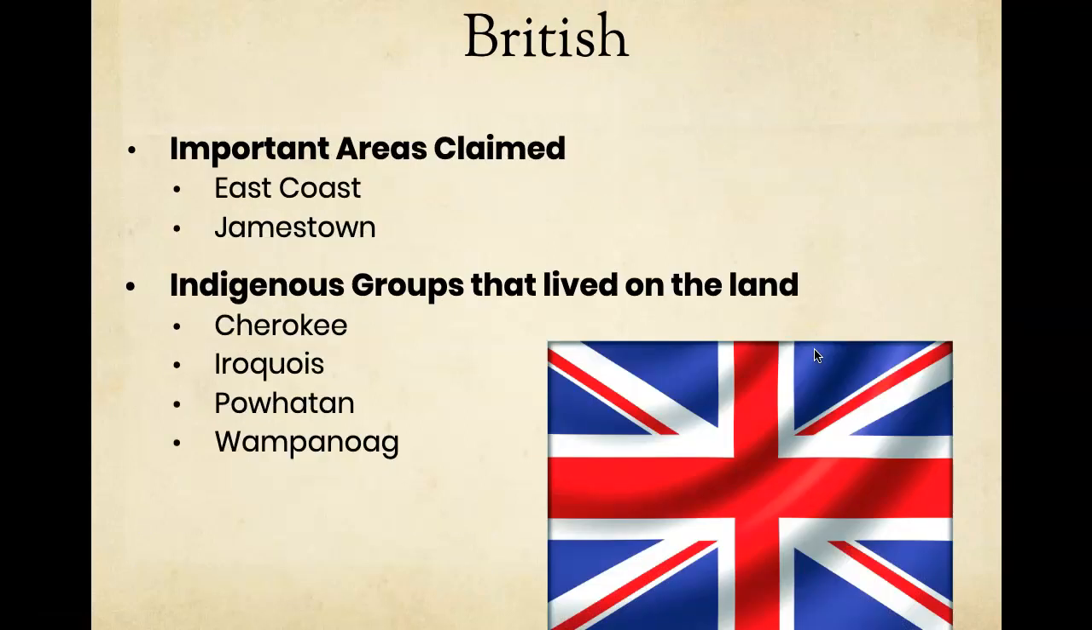So important areas claimed are the East Coast, Jamestown. Jamestown, as you know, is one of America's first colonies, or North America's first colonies. The indigenous groups that lived on the land were the Cherokee, Iroquois, Powhatan, and Wampanoag. And you will read tonight or tomorrow in class about the interactions with those four groups.